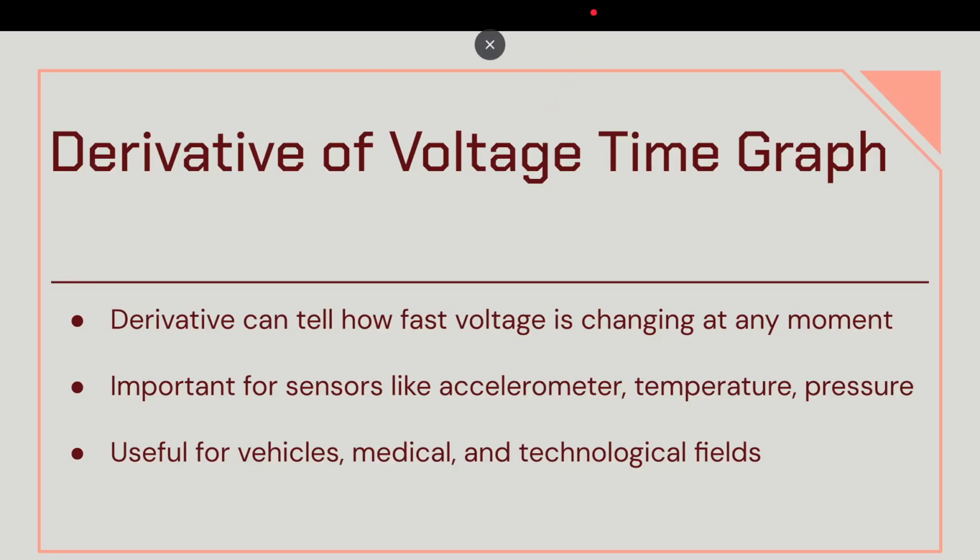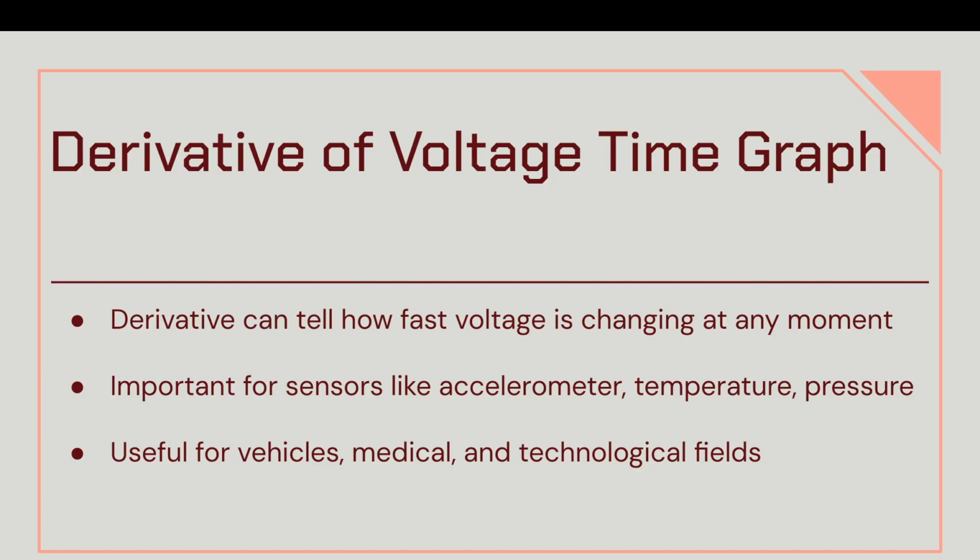Now let's move on to something more technical: the derivative of a voltage time graph. In simple terms, a derivative shows how fast something is changing at a particular moment. In my case, this tells us how quickly voltage is changing over time. But why does this matter?